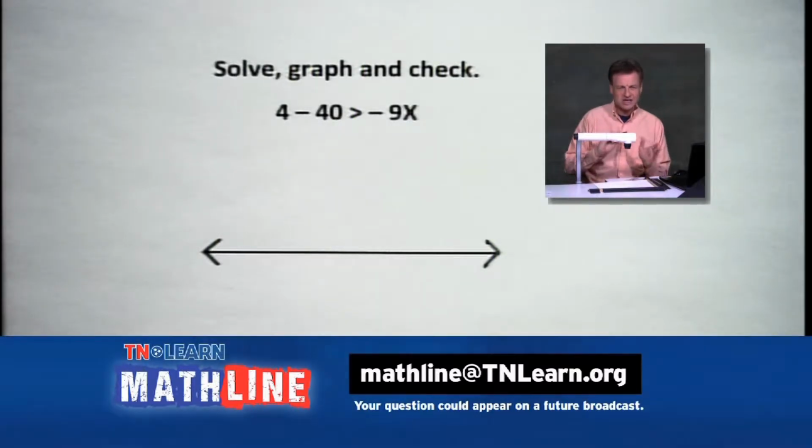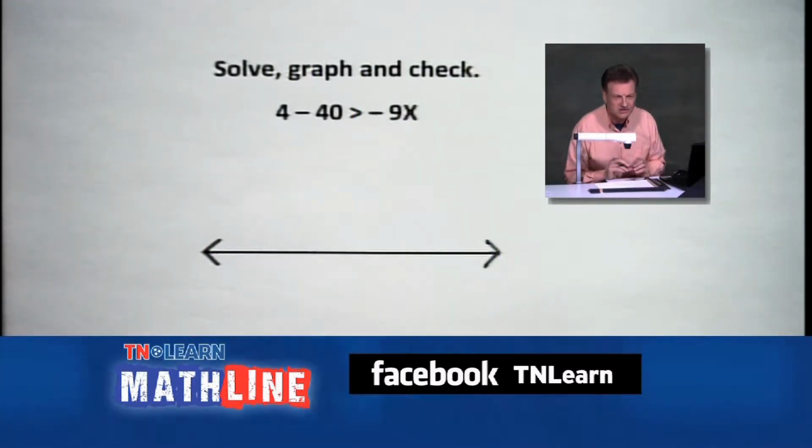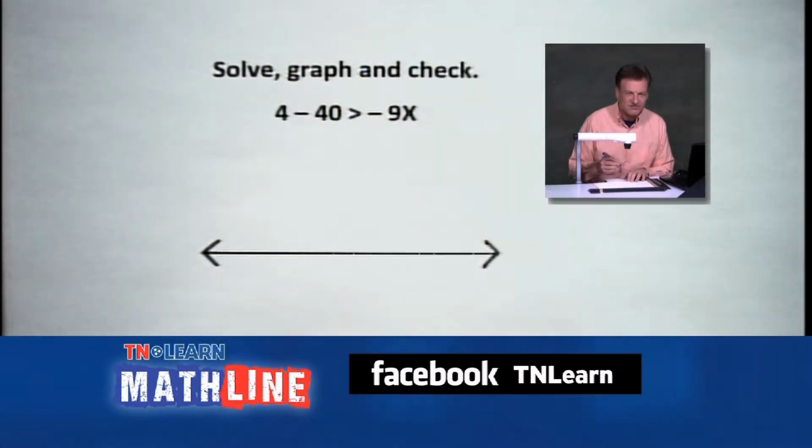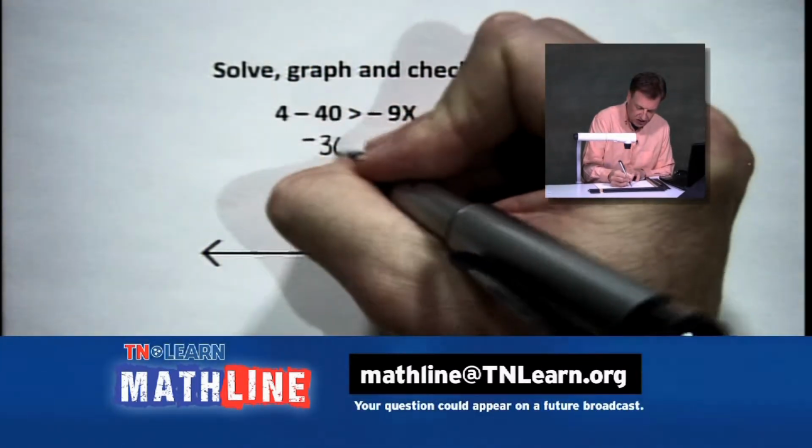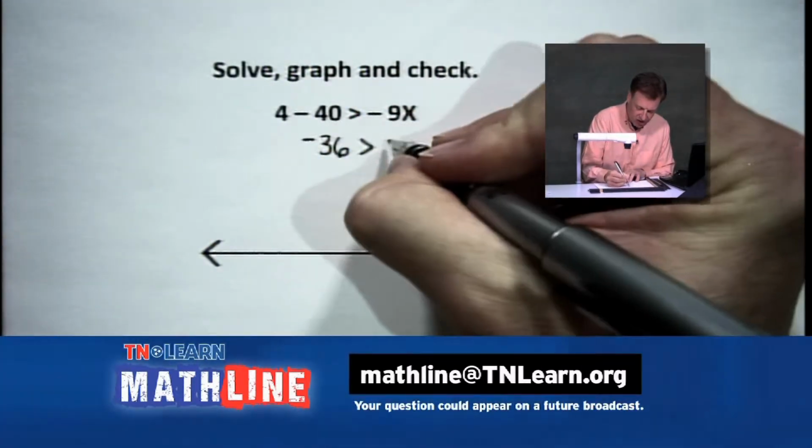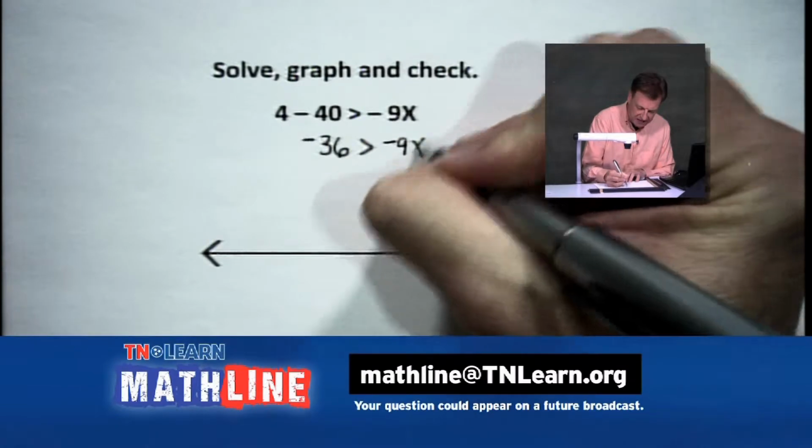Now, let's look at this next one here. It's got a little different twist. This is actually getting us more to what I want to do today. It's going to get us to these more than one step problems, all right? We got 4 minus 40 over here. Let's go ahead and do that. Folks, that's going to give us a negative 36 right there, greater than a negative 9x.